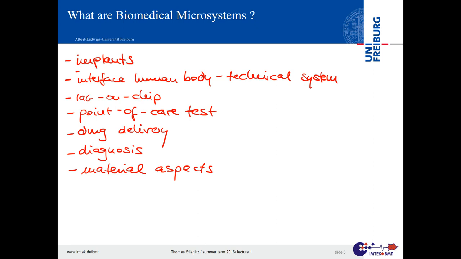What I can see here are different applications. It can be either lab on a chip, point of care, probably outside the human body. There are other things like implants that are definitely, per definition, inside the human body. We have already some medical terms like diagnosis, right? So we want to get some data for something. And we have the material aspects together with the interface, human body, whatever, right?